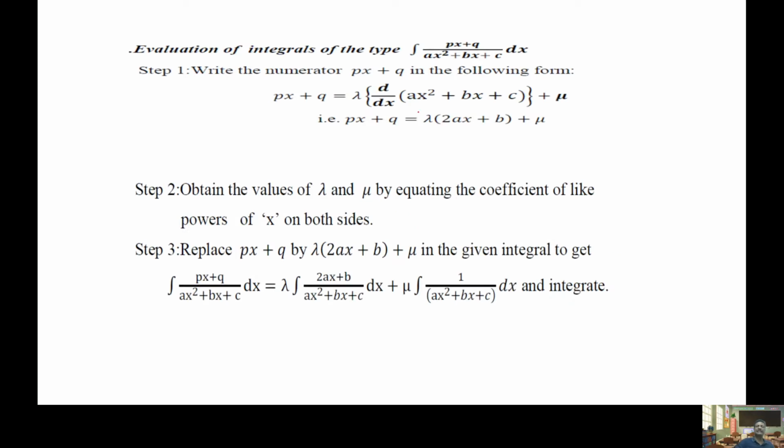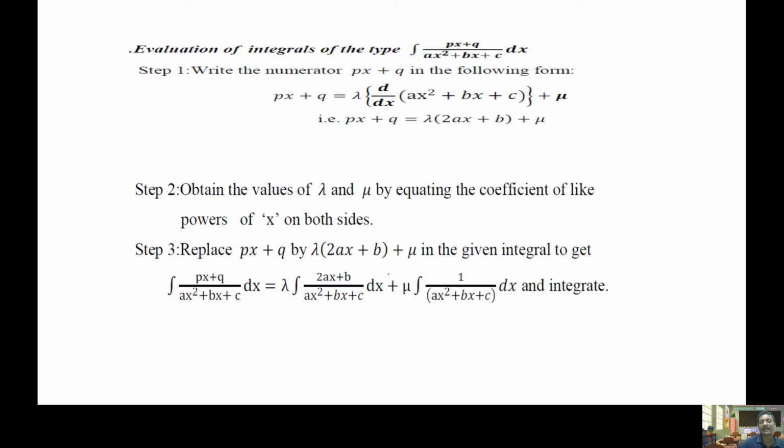Now, integration of rational function. If numerator is a linear function and denominator is a quadratic function, numerator is equal to lambda into derivative of denominator plus mu. So lambda into what is the derivative of denominator? Ax squared plus bx plus c is what? Lambda into 2ax plus b plus mu. Obtain the values of lambda and mu by equating coefficient of x and constant term. So we are getting what?